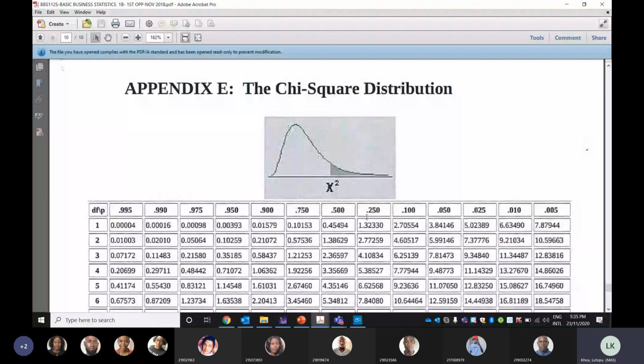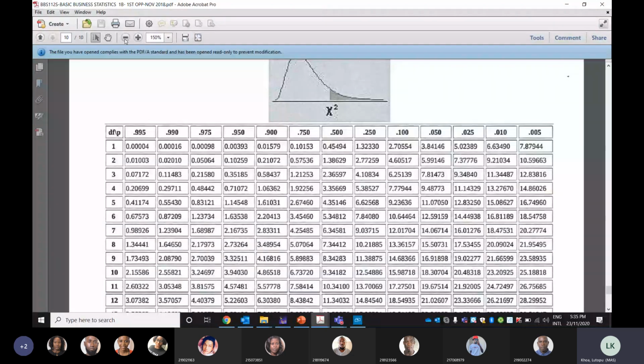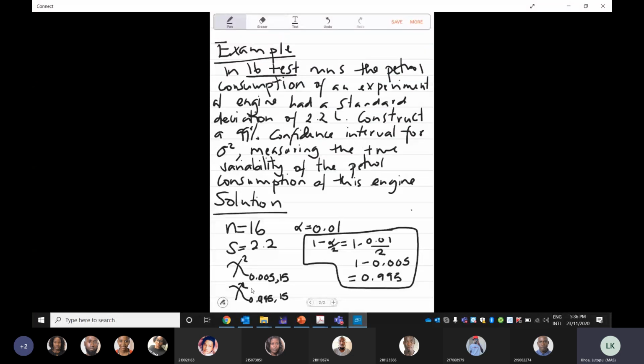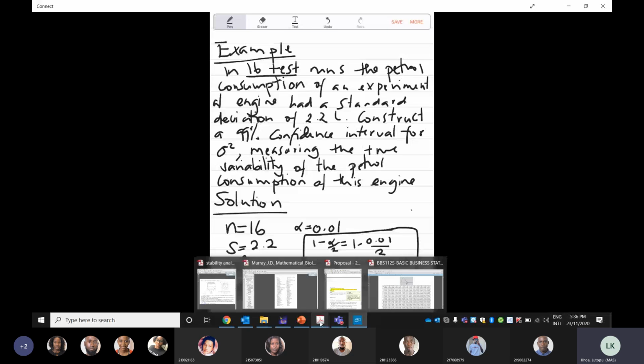Right. I hope you can see my chi-square over here. So that is what it looks like. So again, it is not symmetric, but the way that we read off of the table is pretty much the same. It's pretty much the same as we have been doing so far. So we have here 0.005, 15. So we will look for this value and then that number of degrees of freedom. So let's go to our table.